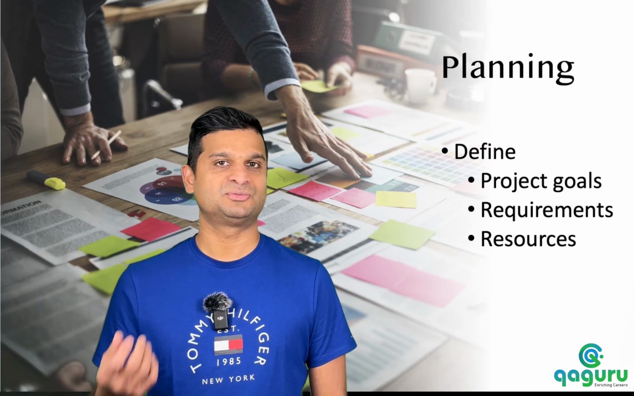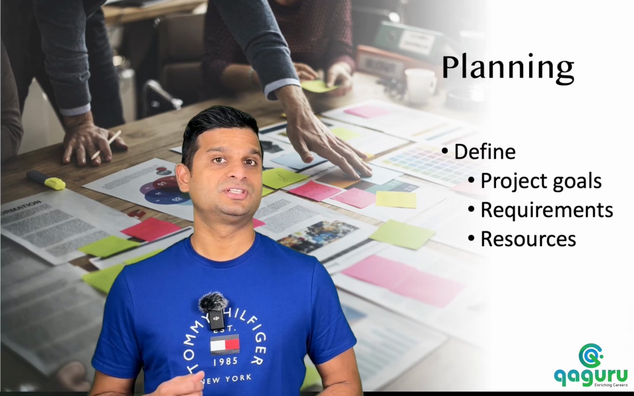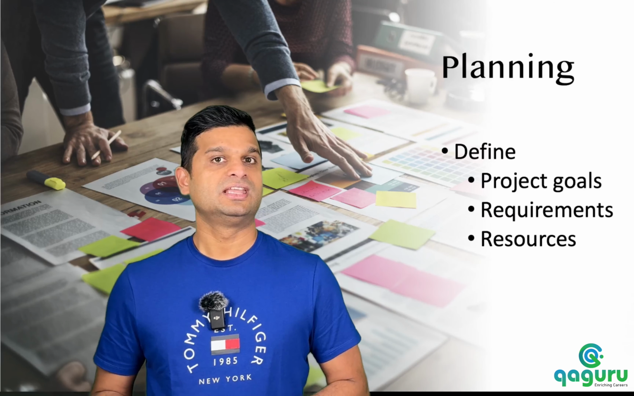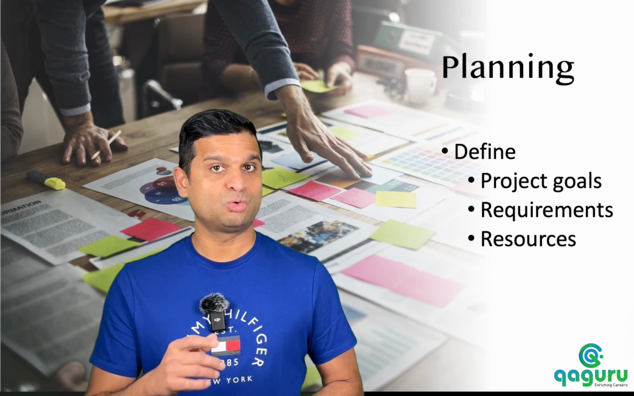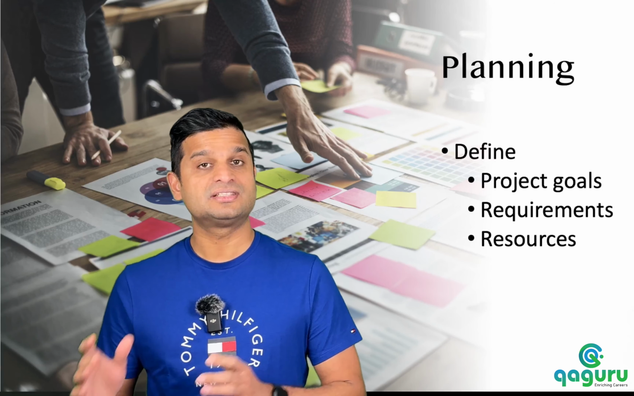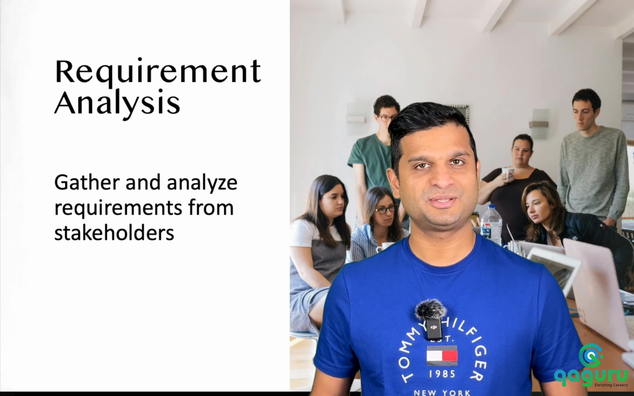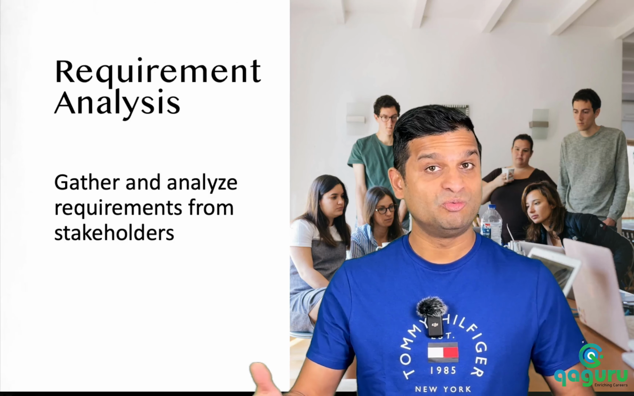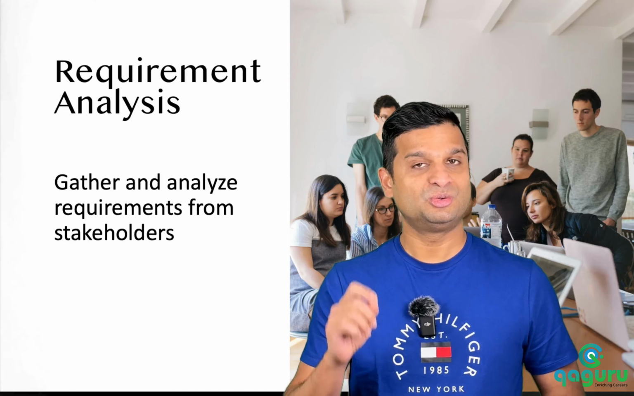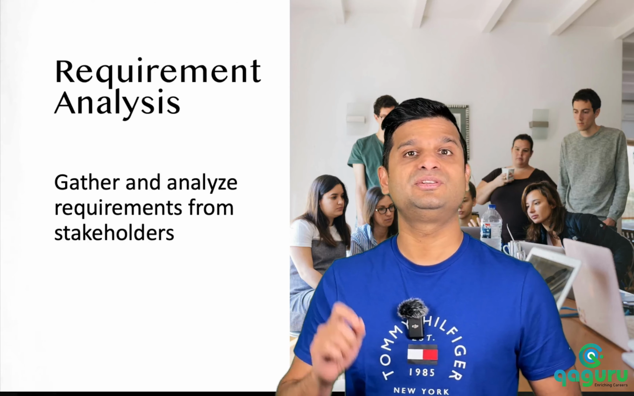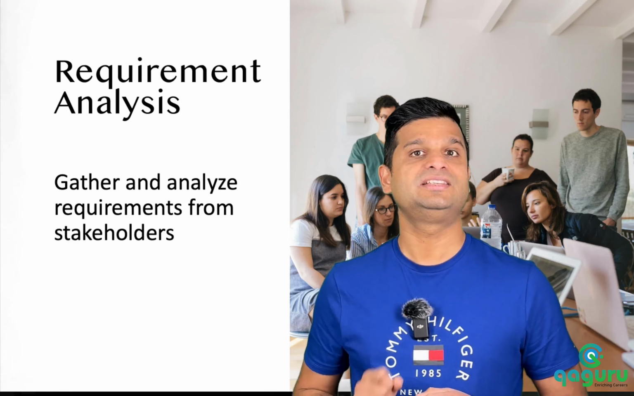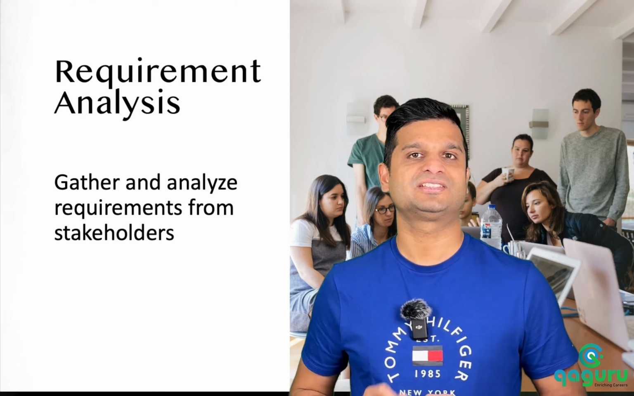In planning phase, we define project goals, requirements, and resources. It involves identifying the project scope, setting the objectives, and planning the timelines and budget. In the case of requirements analysis phase, we collect and analyze the requirements from the stakeholders. The goal is to understand the real needs of the end users and define the software's functionality, features, and specifications.